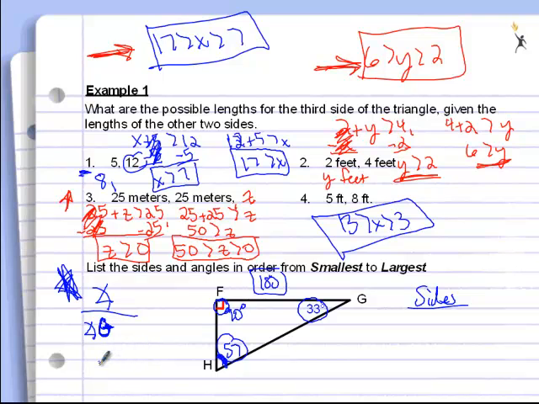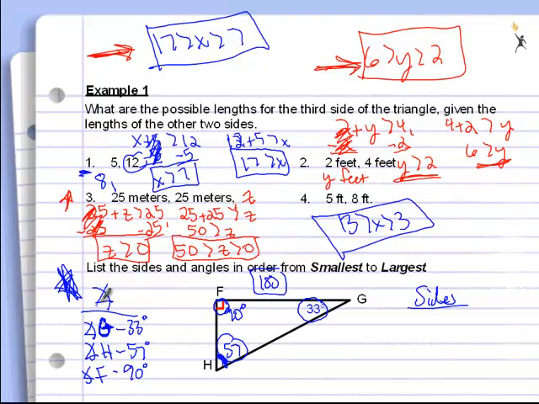What's the second smallest angle? It's angle H with 57 degrees. Then the largest angle is which one? Angle F. Good job. We got angle G was 33 degrees, and that's the smallest. Angle H is 57 degrees. That's the second smallest, so we put it in the middle. And angle F is the largest, at 90 degrees.